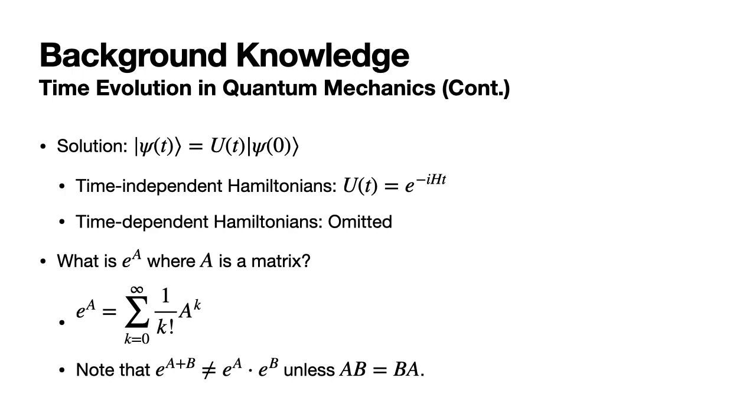In general, the exponential of A plus B does not equal the product of the exponential of A and the exponential of B unless the matrices A and B commute. Note that unless the matrices commute, we cannot simply split the exponential of a sum of matrices A and B into the product of the individual exponentials. This non-commuting property of matrices is very relevant when we derive techniques like QAOA later that involve splitting up the time evolution operator into a product of different Hamiltonian terms.